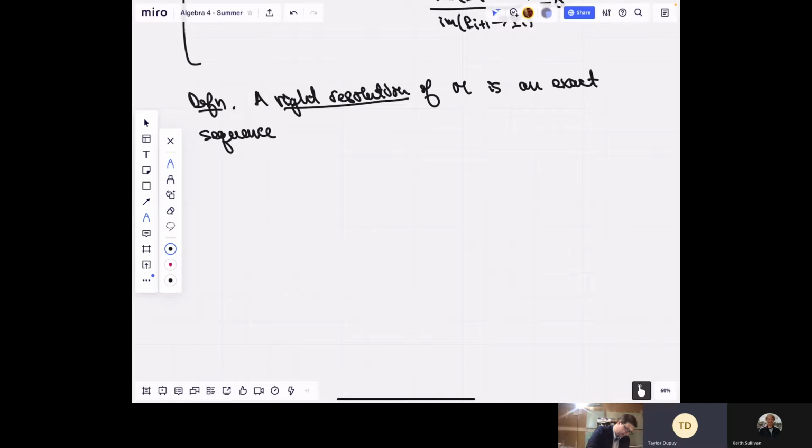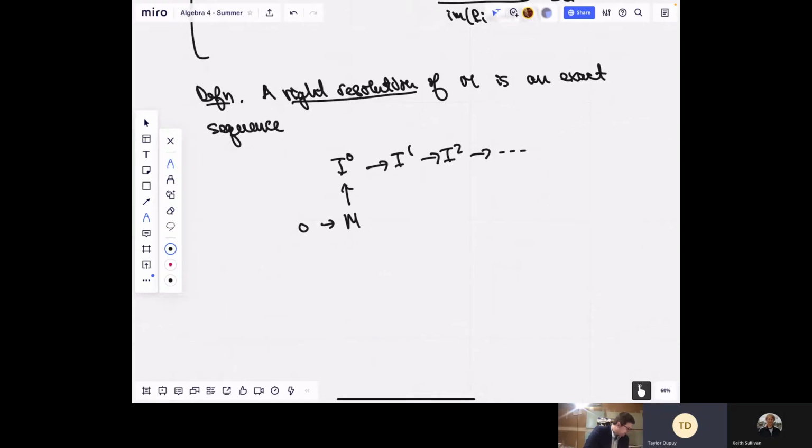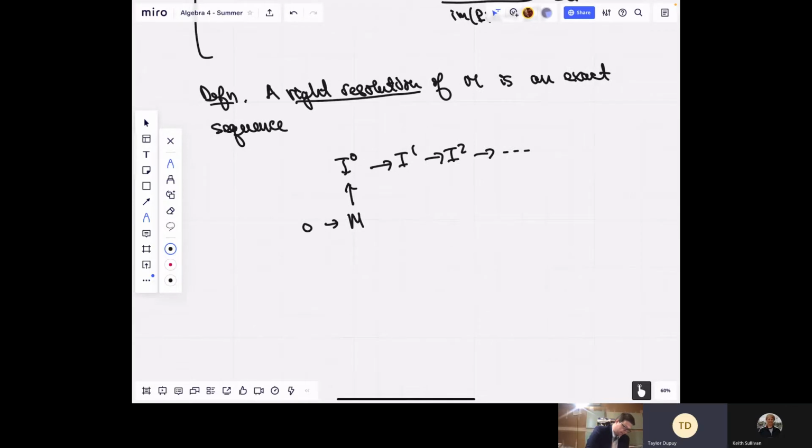Okay, so we'll do the same thing. So we'll do M0, I0, I1, I2, ... Okay. So it's just an exact sequence like that. That's all there is to it.